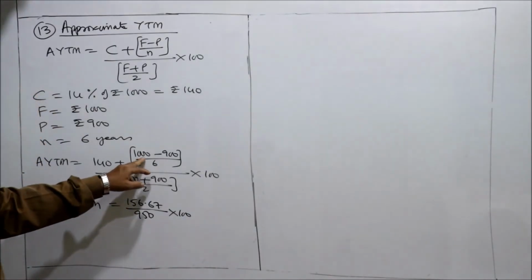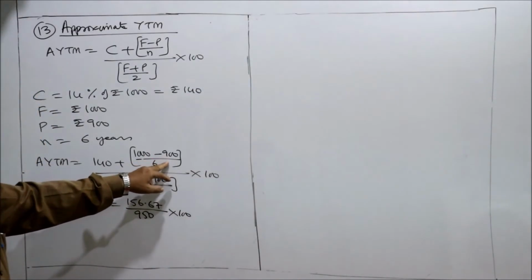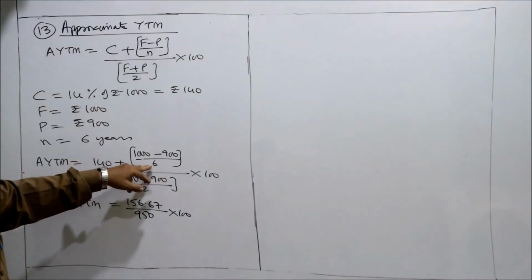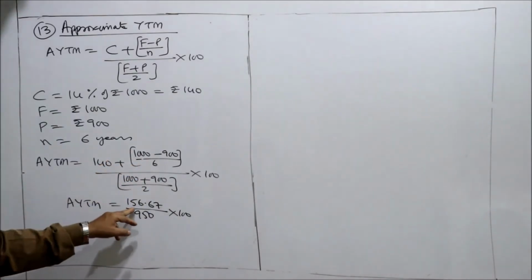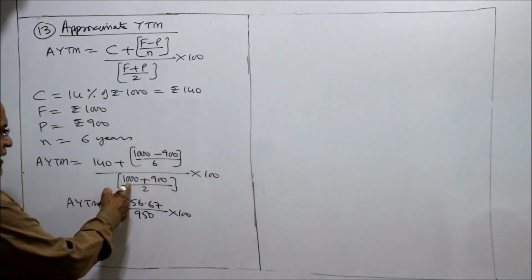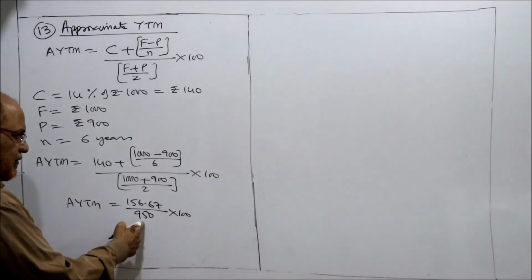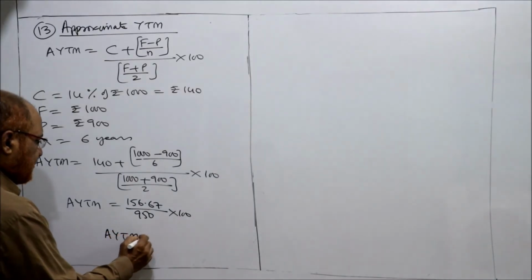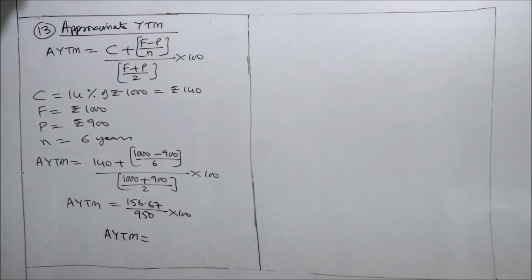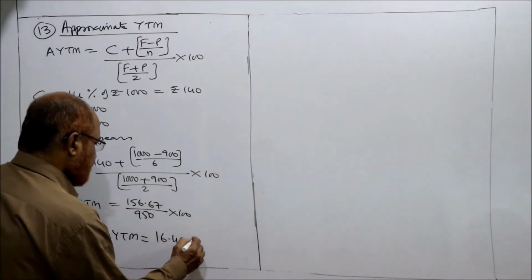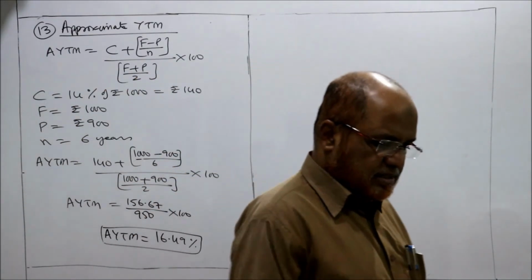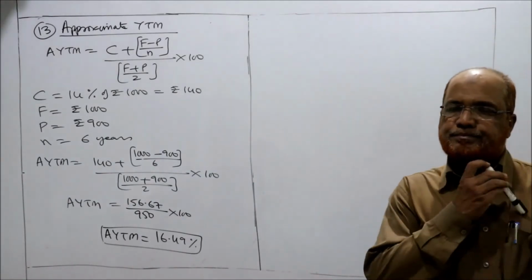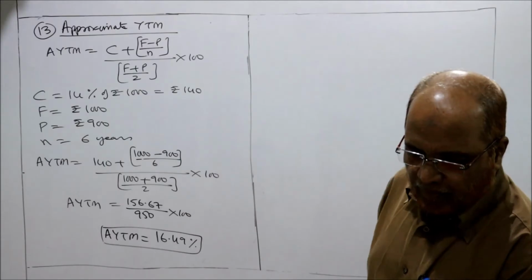What you have to do is 1000 minus 900, you will get 100. 100 divided by 6, you will get 16.67. 16.67 plus 140, you will get 156.67. So 1000 plus 900 divided by 2, you will get 950. So AYTM is equal to 156.67 divided by 950, which is 16.49%. That's it. 16.49% is the AYTM. Problem number 13 completed.